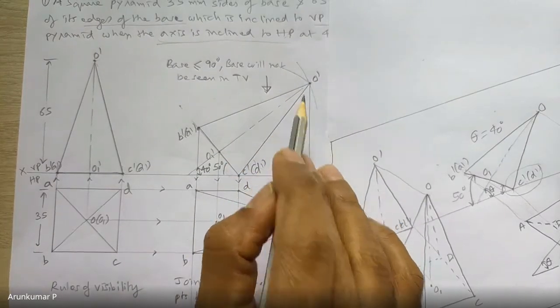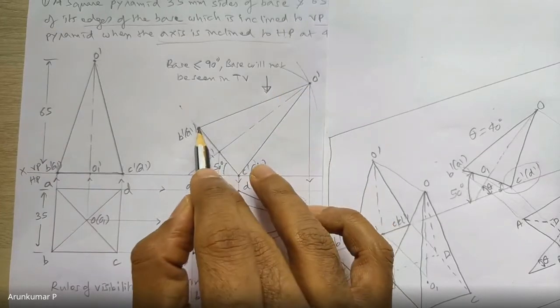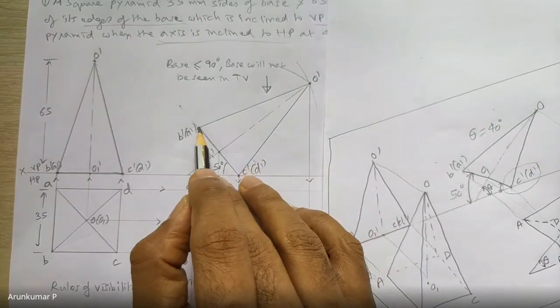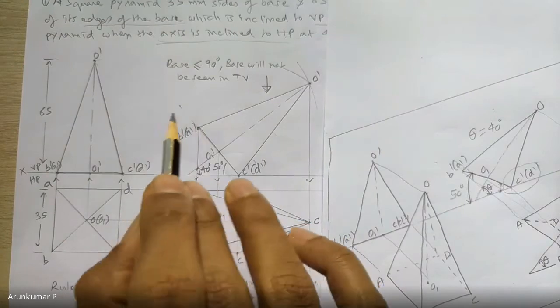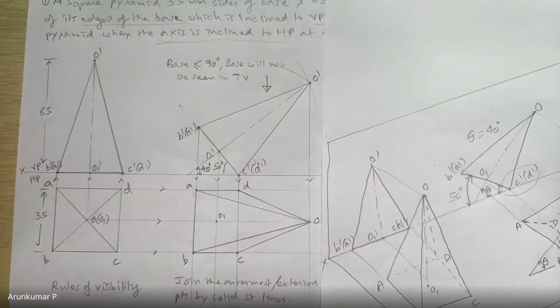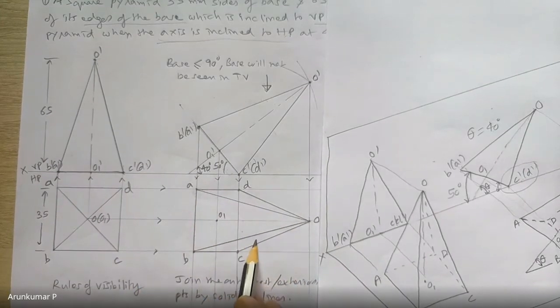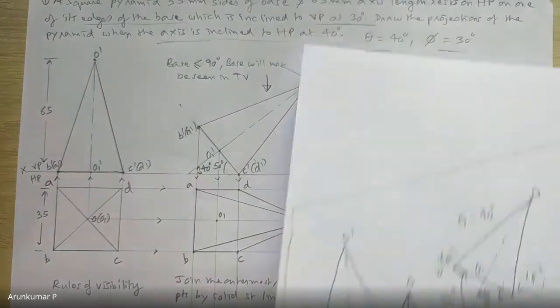So how we got this is, when you look from the top, O dash A dash and O dash B dash are the 2 edges which are 100% seen because they are the first edges which you see when you look from the top. They are the first edges. So if you make them dark, if you join them by solid straight lines, automatically you will be getting three triangular faces. Okay, so this is one way.